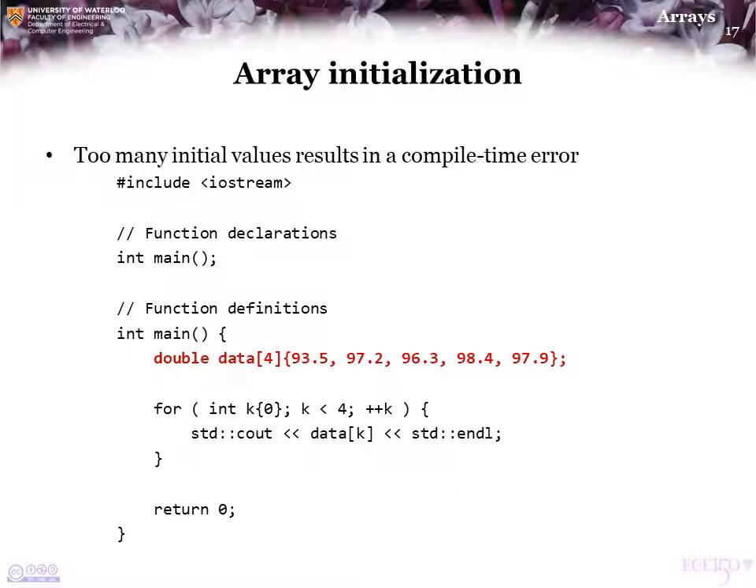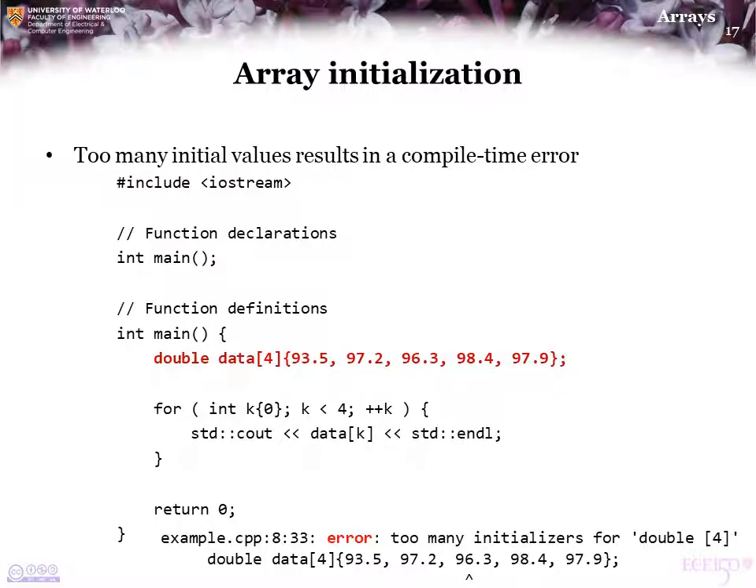Now, if we take a look at this program, we have an array with capacity 4, but there are 5 initial values. Well, unfortunately, this won't compile because it doesn't make any sense. Specifically, the compiler will tell you that there are too many initializers for an array of size 4. Specifically, you've here provided 5 entries.